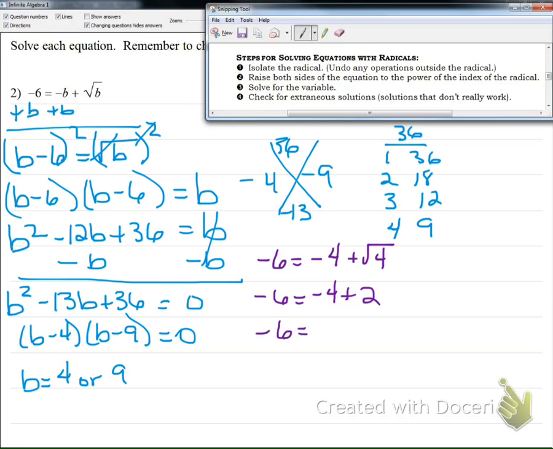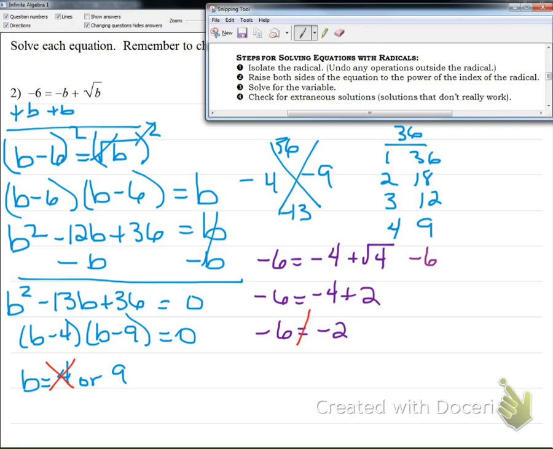So negative 6, does that equal? We have negative 4 plus 2 equals negative 2. Those do not equal. Therefore, positive 4 cannot be a solution to this equation. Let's try 9. Don't always just assume that if one doesn't work, the other one has to be the solution. There is a possibility of getting no solutions for these if neither one of them work.